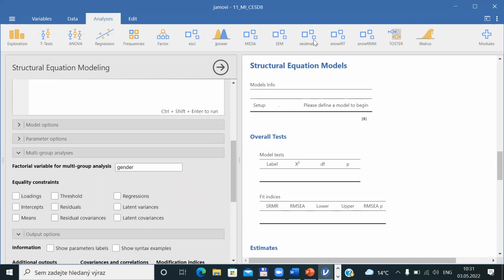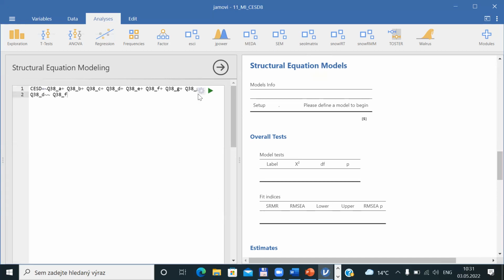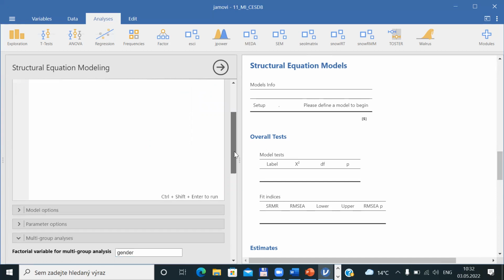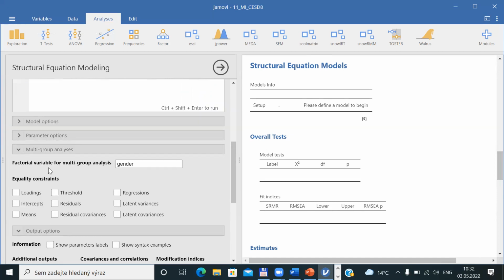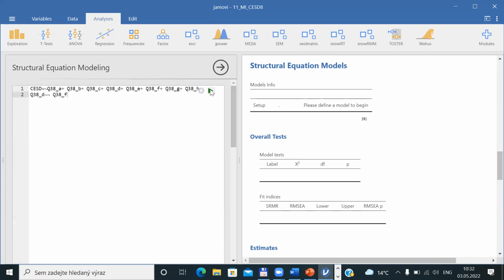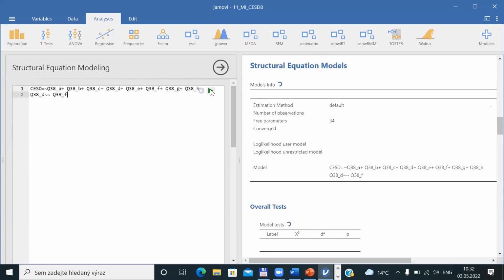Yeah, you are correct. Sorry for that, it's Q78H, the last one. So please change the last item. Sorry for that. I would need to go back, and here there is a double G, so H should be the last one here. Thanks for the correction. So here, the factorial variable for multiple group analysis must be entered, and currently, I hope, it would work, and we can compute the model.